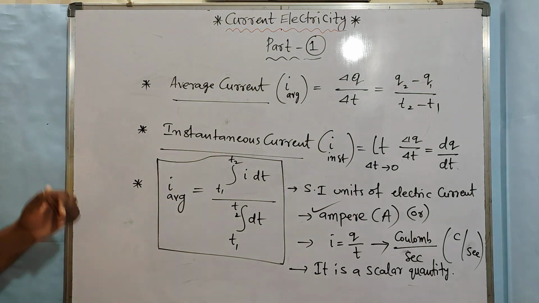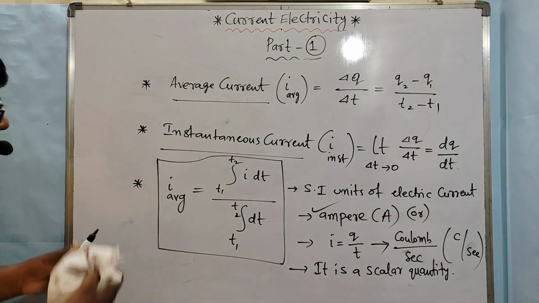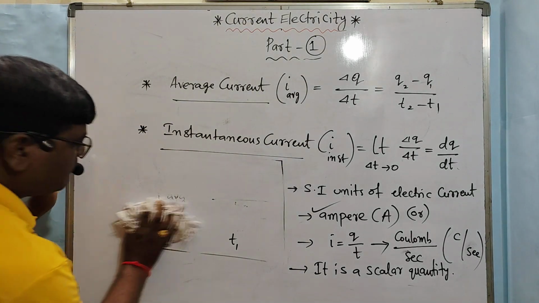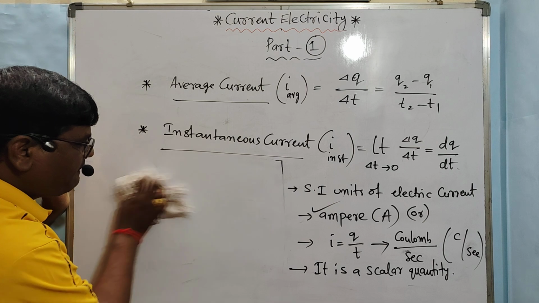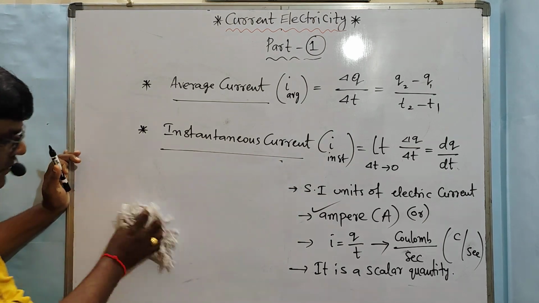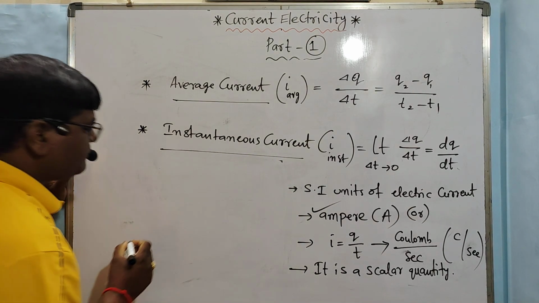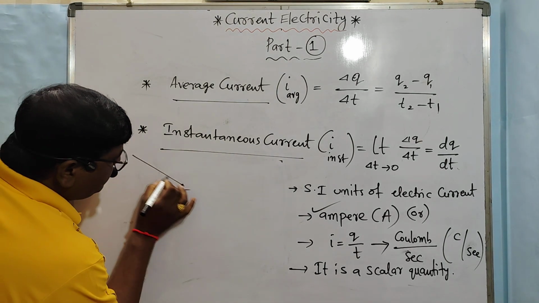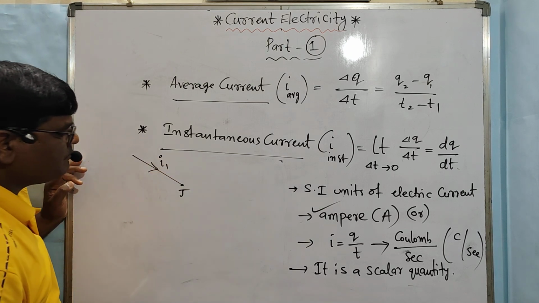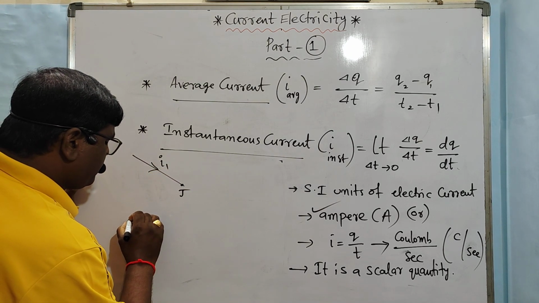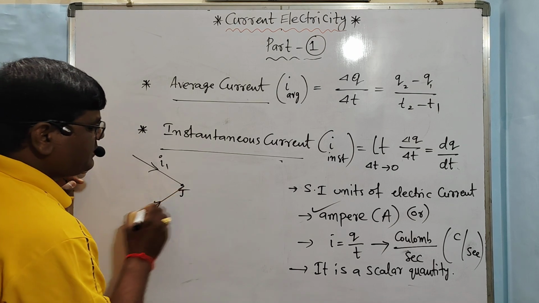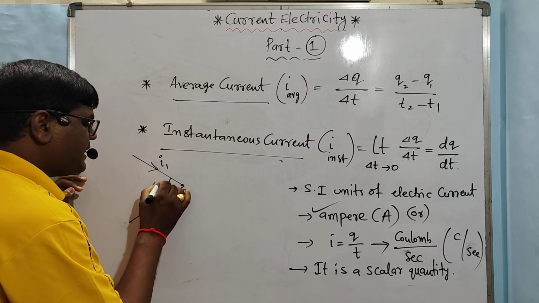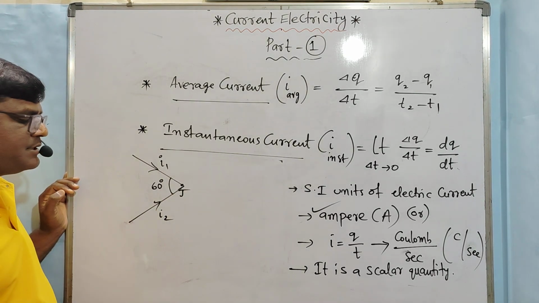For example, if you see this, this is one junction, we can say J. Now the current I1 is coming towards the junction here, and another current, I2, is coming toward this junction from this direction. What is the angle between these two currents? Consider 60 degrees or whatever, maybe 30 degrees.